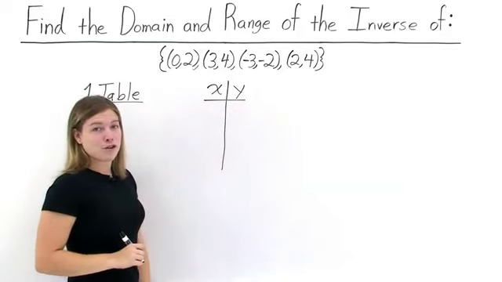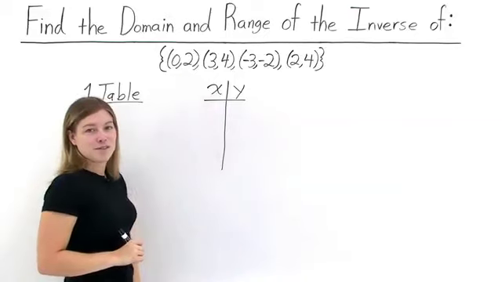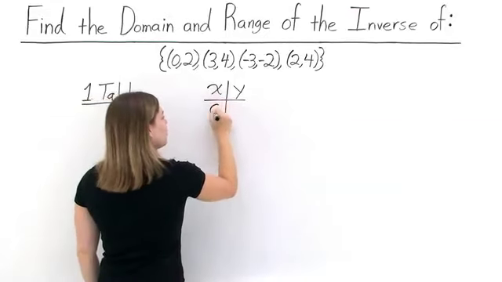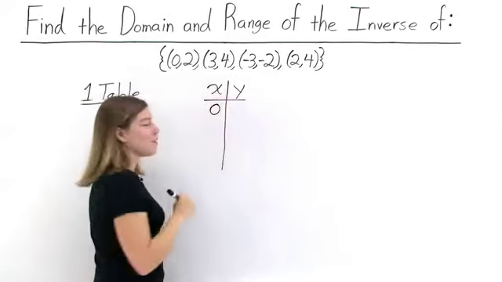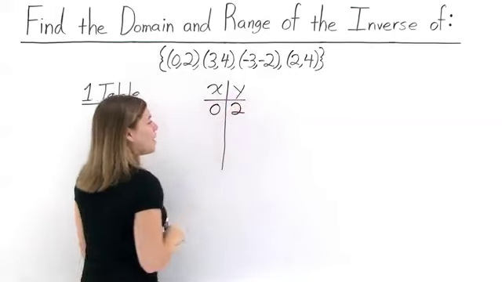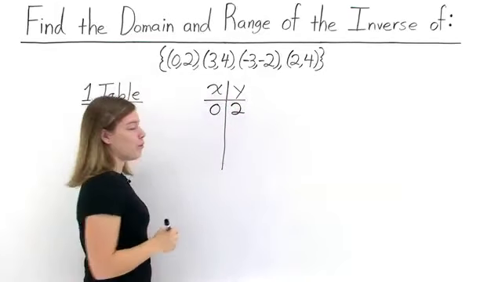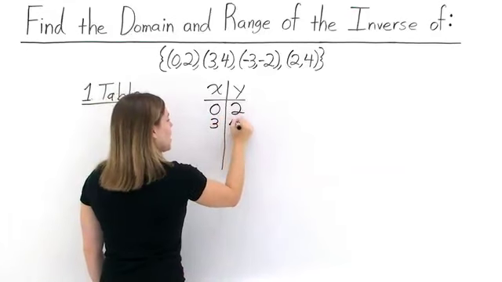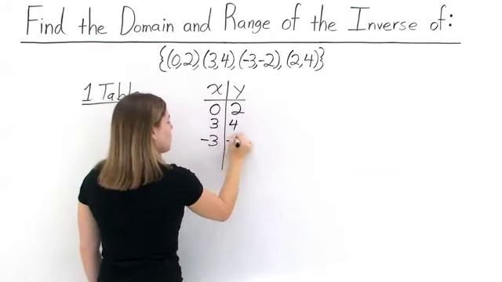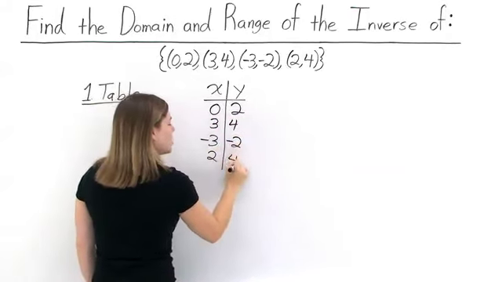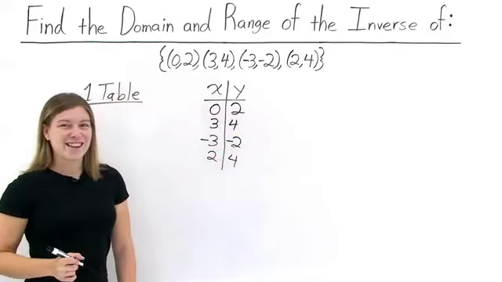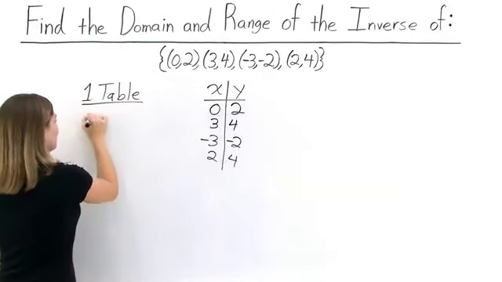So let's start with our first ordered pair, (0, 2). 0 is our x value, so it goes in the x column. 2 is our y value, so it goes in the y column. Now repeat this for the other ordered pairs. We have (3, 4), (-3, -2), and (2, 4). Great! Now we need to find the inverse.